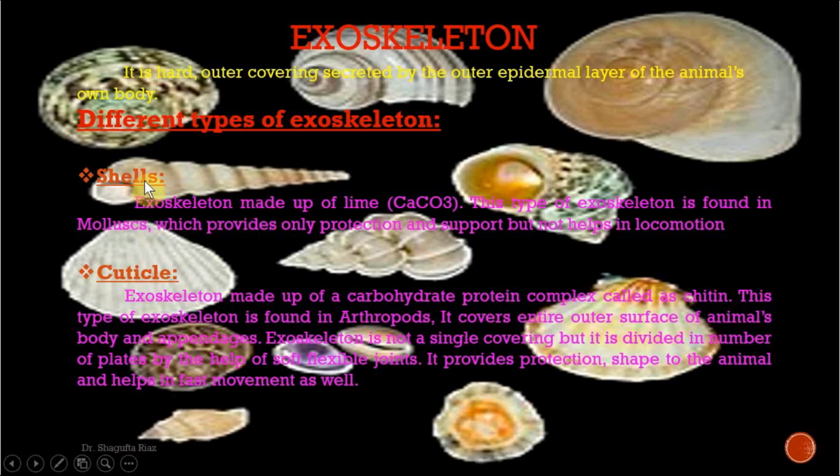First, we will discuss shells, which are observed in mollusks. This type of exoskeleton is present in mollusks, right? You can see the diagram of the mollusk in the background. The exoskeleton is made up of lime, that is calcium carbonate. This type of exoskeleton is found in mollusks, which provides only protection and support but does not help in locomotion.